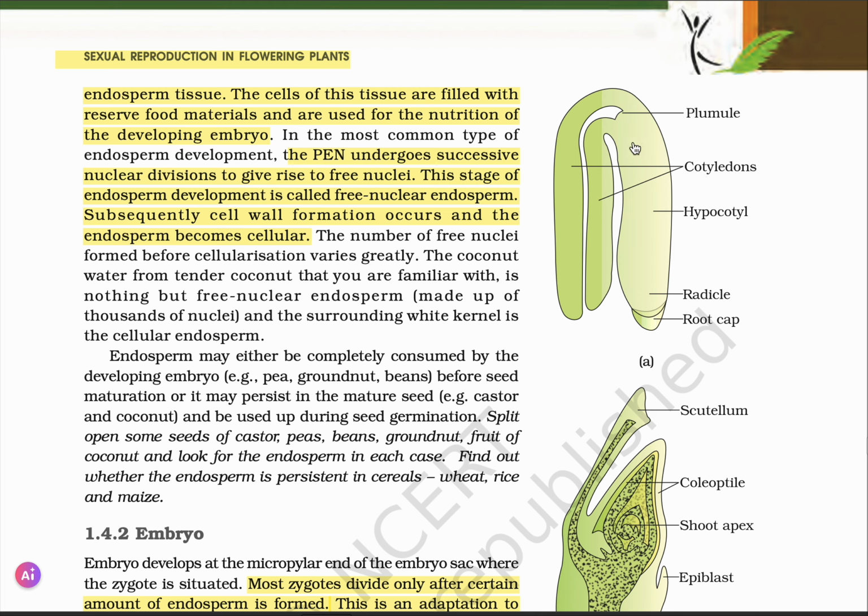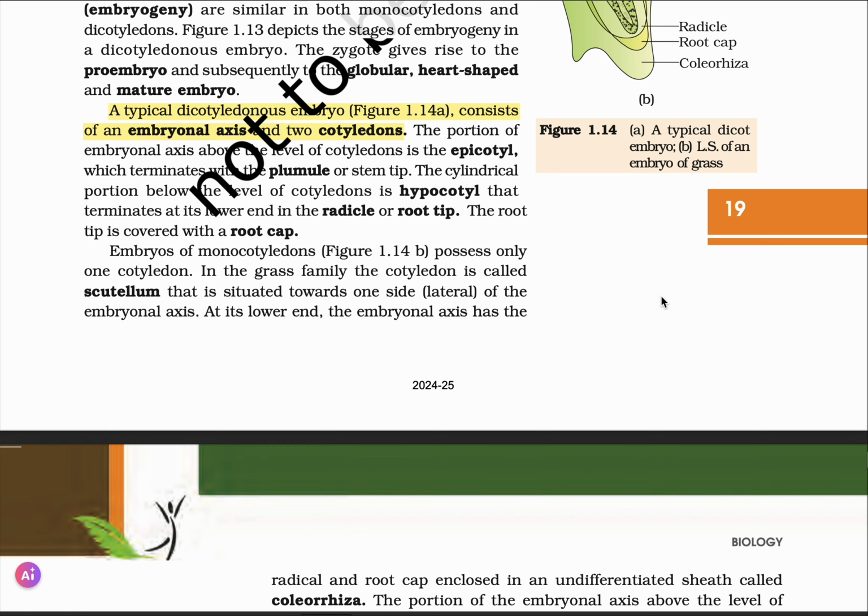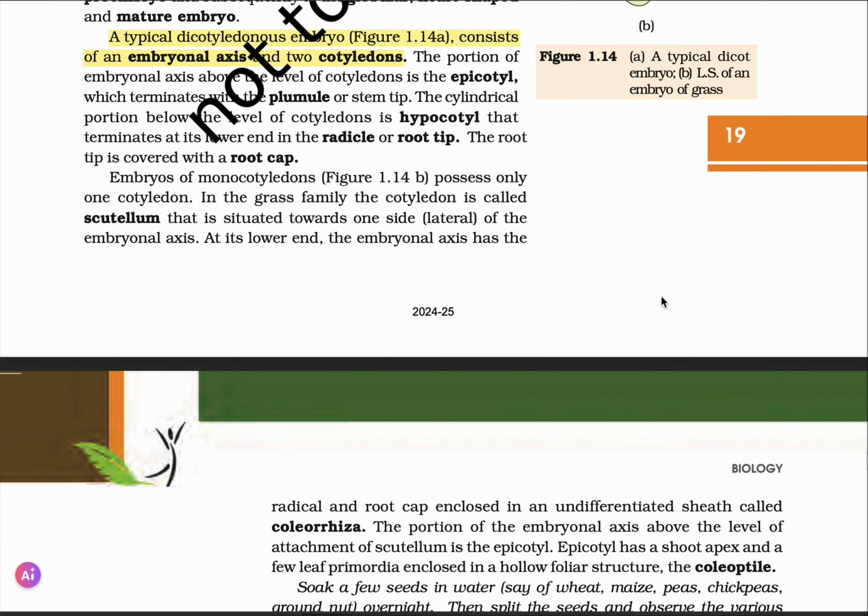This is the cotyledon, above which is the plumule, and the region below is the hypocotyl, which terminates into the radicle. The cylindrical portion below the level of the cotyledons is called the hypocotyl and terminates into the radicle or the root tip, and the root tip is covered by the root cap as well.